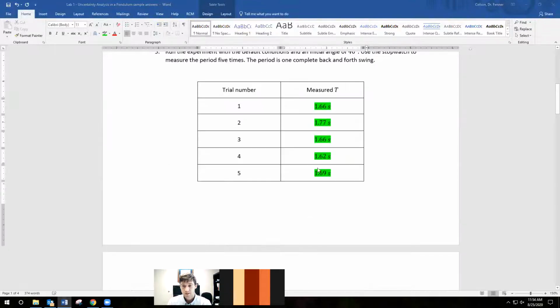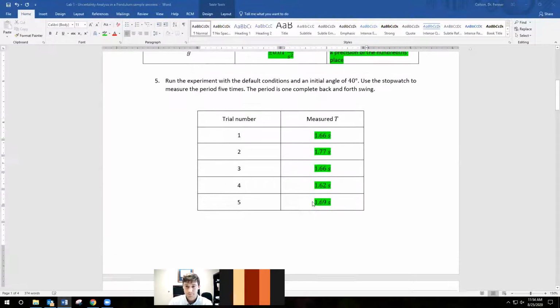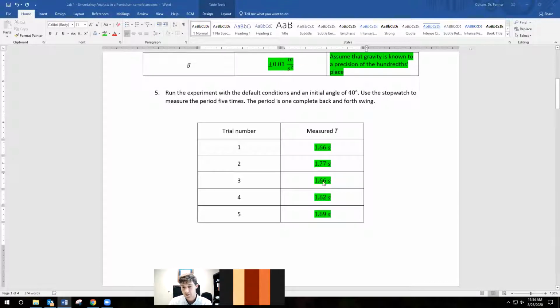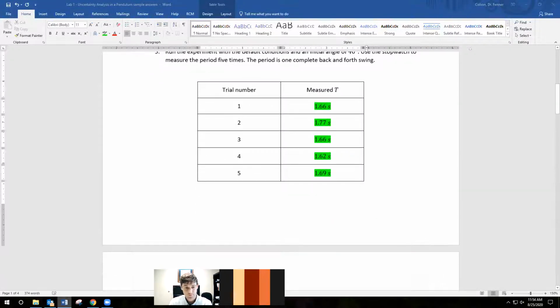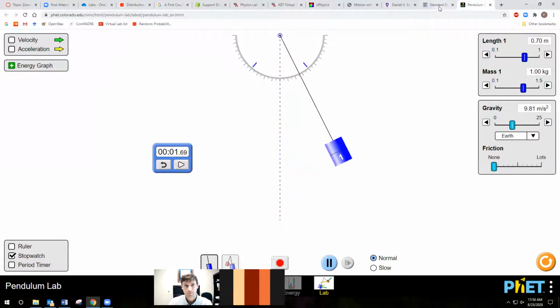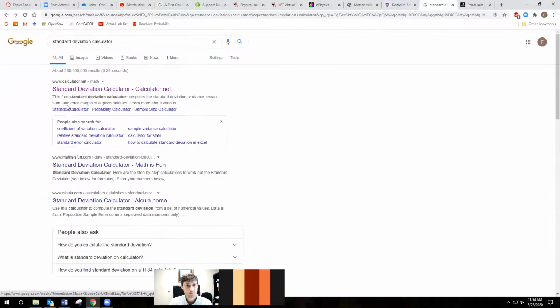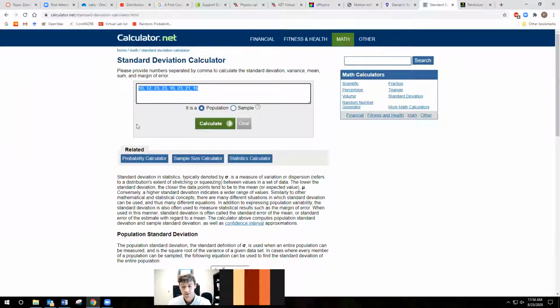With that set of data, we'll want to calculate an average and a standard deviation. And so I use an online calculator for that. Specifically, I just Googled standard deviation calculator, went to the first link, and you can plug in your data separated by commas, and you will use population standard deviation.